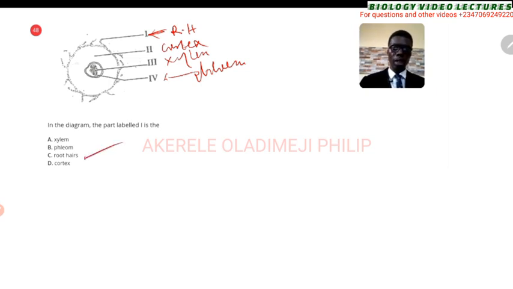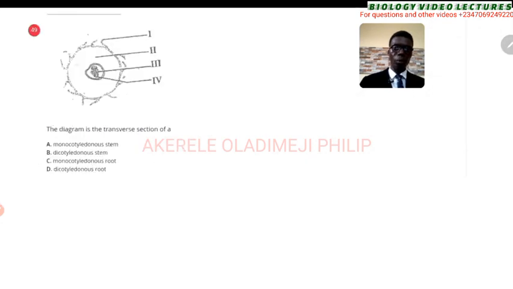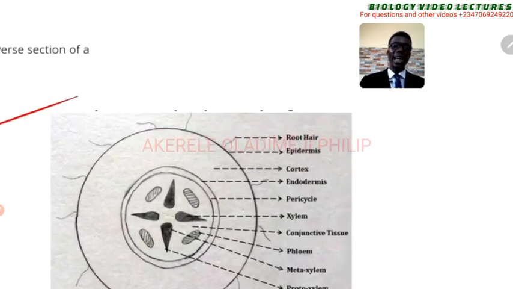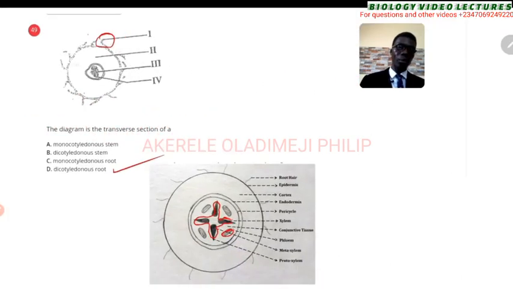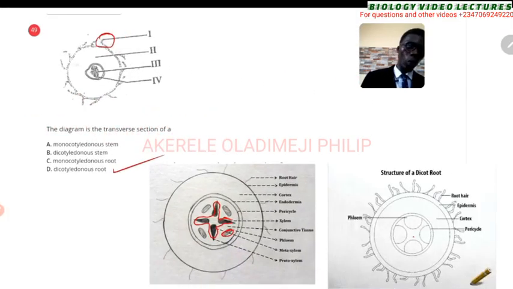I don't know if I have a diagram for this here. No, okay. I think I have for the next one. The diagram is the transverse section of, of course, for having root hair, it is root. So the answer is, it's of dicotyledonous root. Why? Because it doesn't have pith. Let me show you what I'm trying to say. This is a dicot that has xylem like that. This is xylem. Then this is phloem. But let me show you what a monocot root looks like. This hole here is called pith. So it has pith.